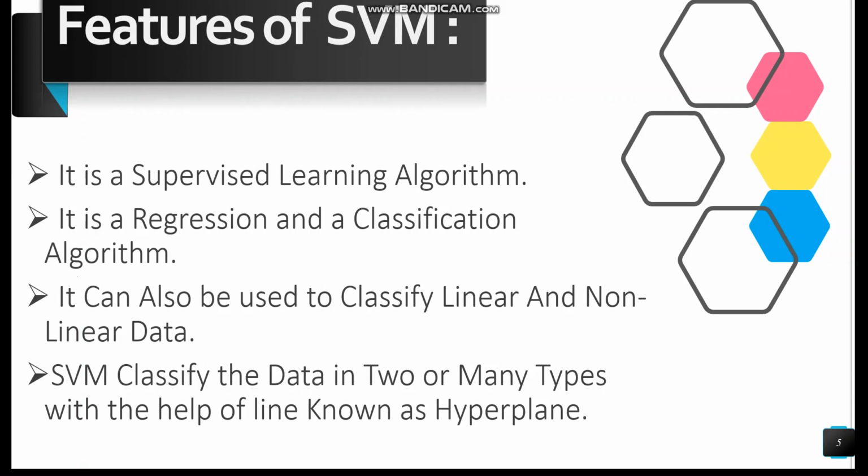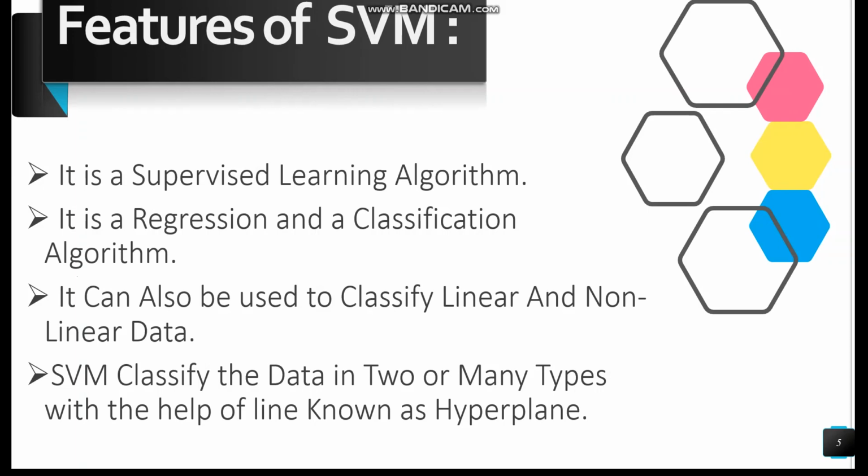Another feature is that it can be used for both regression and classification. SVM is used for classification. There is something known as support vector regressor, which is used for regression. Now, SVM can also be used to classify non-linear data and linear data. Basically, SVM classifies the data into two or more types with a line that is known as a hyperplane. This is known as SVM.